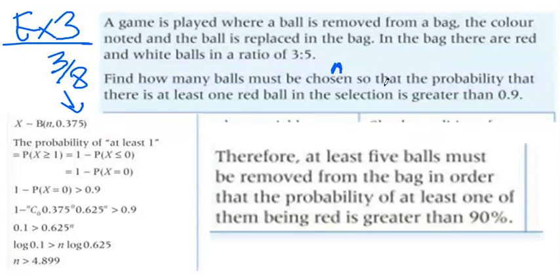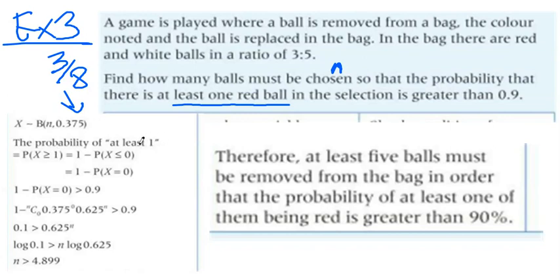Okay? So the probability that there is at least one red ball, minimum one red, total minus no red, and the selection is greater than 0.9. So first, I want to define the probability distribution. So it's B(n, 0.375). From where I got the probability because it's the number of red I'm studying over the total.